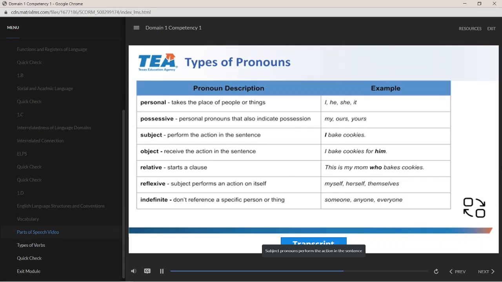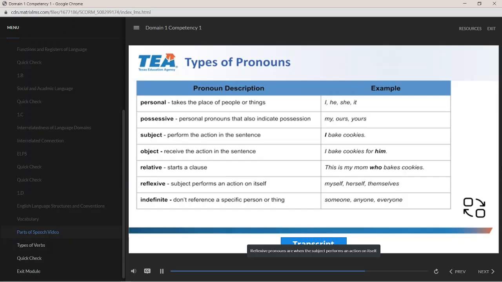Subject pronouns perform the action in the sentence, as in the pronoun I in the sentence, I bake cookies. Object pronouns receive the action in the sentence, as in the pronoun him in the sentence, I bake cookies for him. A relative pronoun starts a clause, as in the sentence, this is my mom who bakes cookies. Who is the relative pronoun referring to my mom and starting the clause in the second part of the sentence. Other relative pronouns include that, which, whom, whose, when, and where.